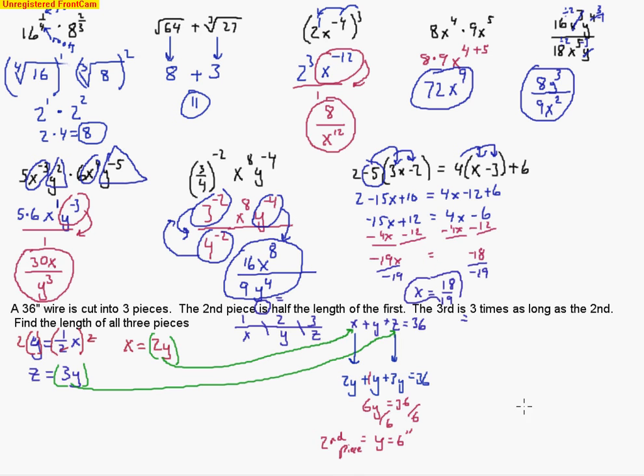All right, well, we know that one. Now let's find the other ones. Well, all you have to do is take that 6 and put it in for these y's in these two expressions that we have here. So x, which is our first piece, is 2 times 6, which makes 12.